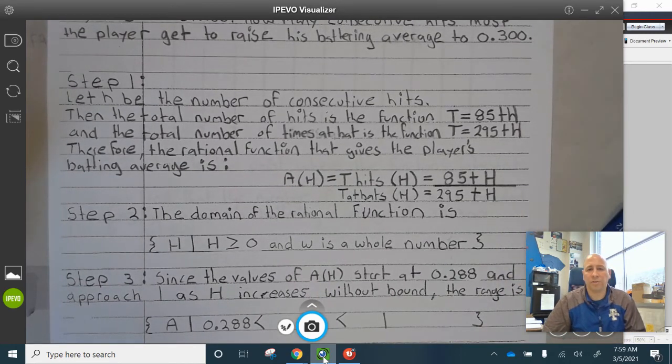Okay, so step 1, let H be the number of consecutive hits. Then the total number of hits is a function T equals 85 plus H, and the total number of times at bat is a function T equals 295 plus H.